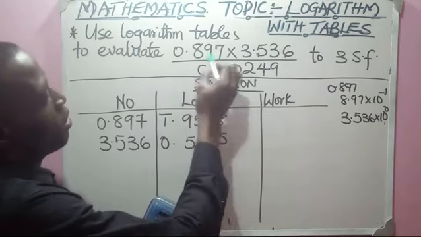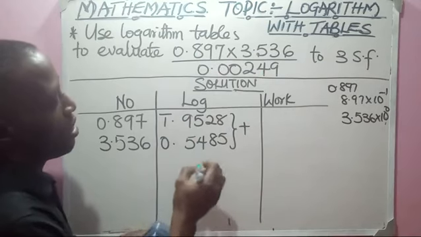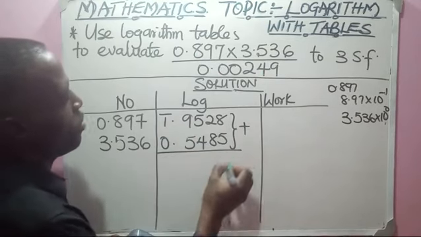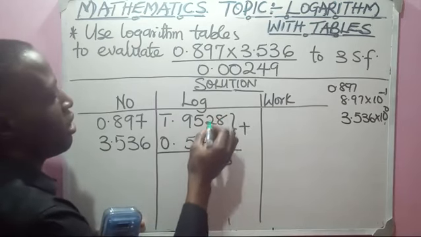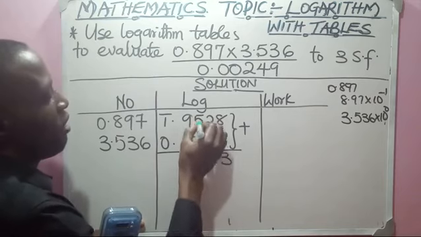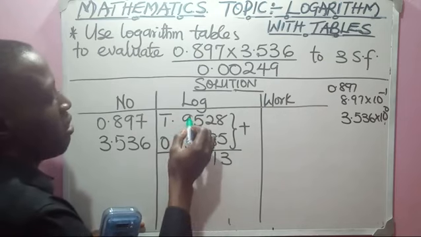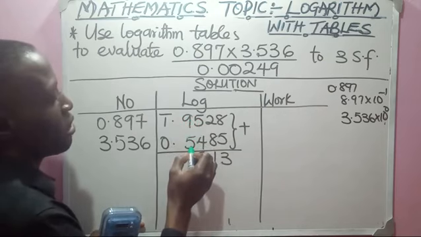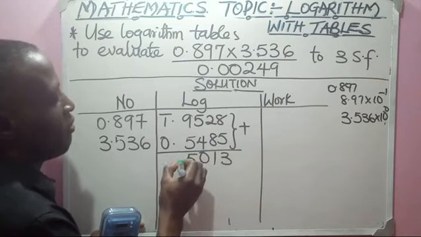Because they are multiplying, I am going to add up these two. Adding up these two, I'll be getting 8 plus 5 is 13, write down 3, carry 1. 2 plus 8 is 10, plus that one 11. 5 plus 4 is 9, plus that one 10, write down 0, carry 1. 5 plus 9 is 14, 14 plus that one is 15, write down 5, carry 1.